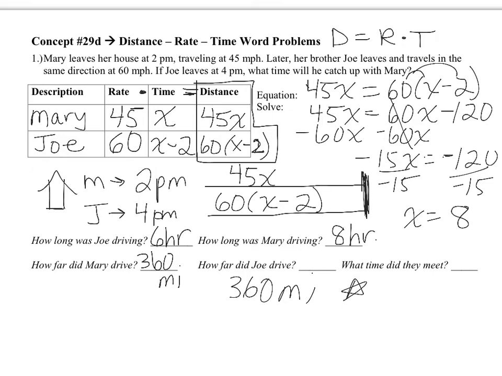So what time did they meet? Well, what time did they meet? There's two ways to figure this out. You can start by saying, well, Mary, she left her house at 2 p.m. and Mary traveled for 8 hours.